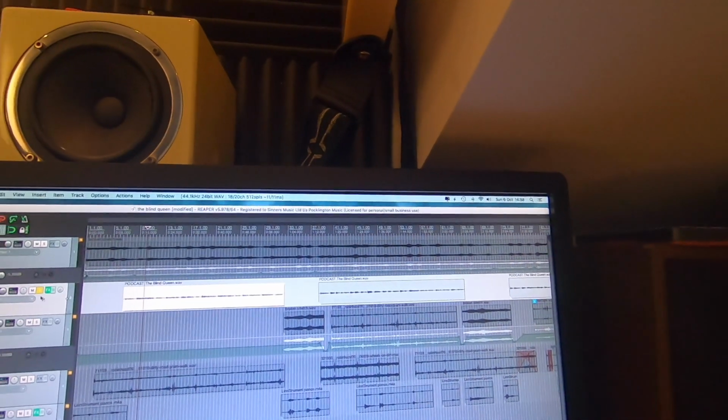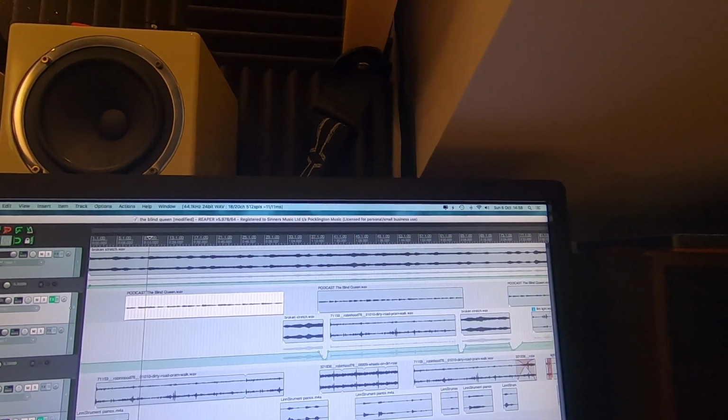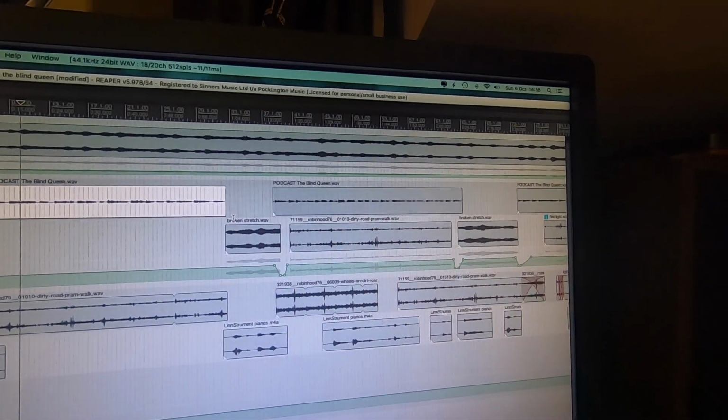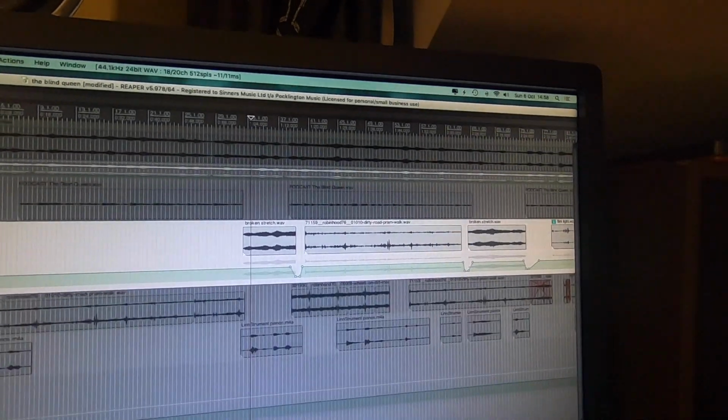And then we had a section that I called stretched vocals, which sort of sounded a bit like this.